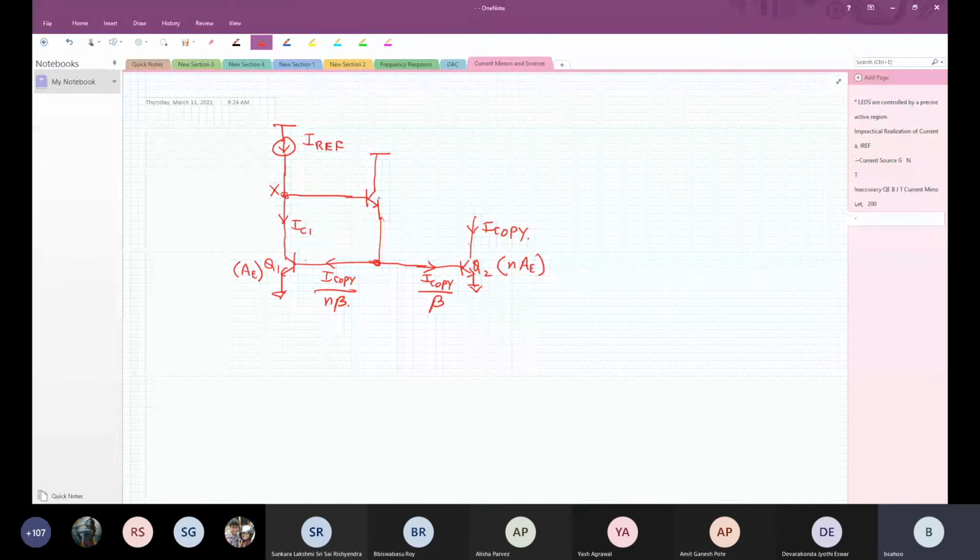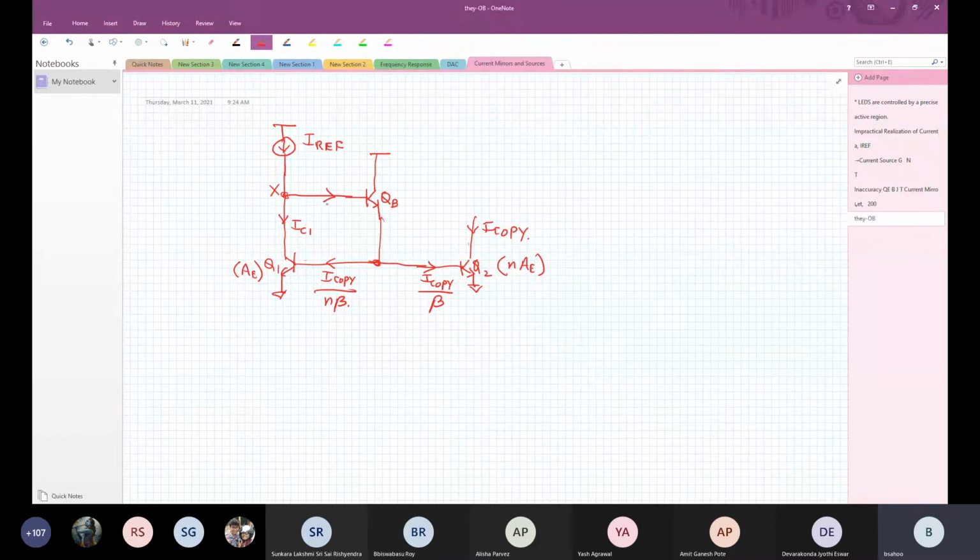Let's call this QB, and this one QF for now. This is going to be IB comma F, and this is going to be IC comma F.